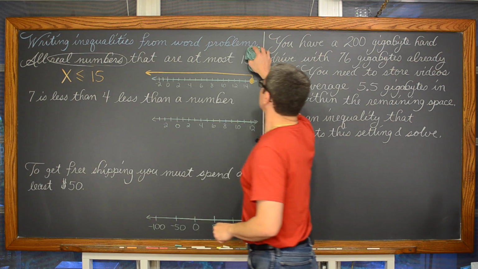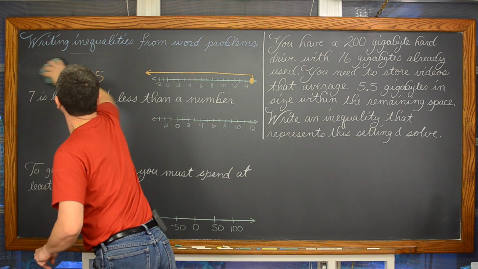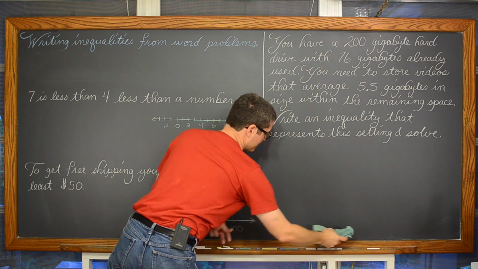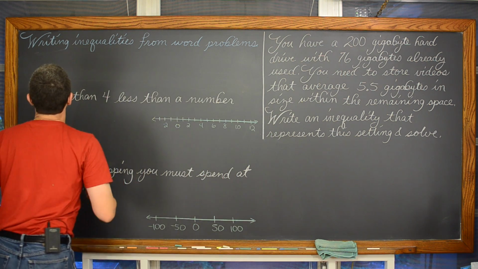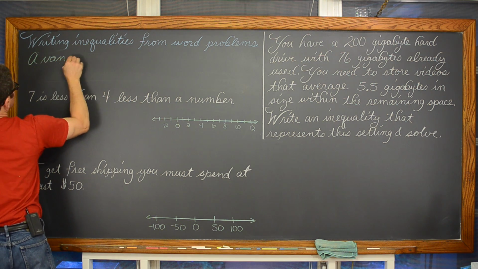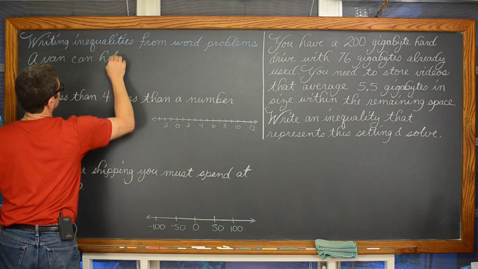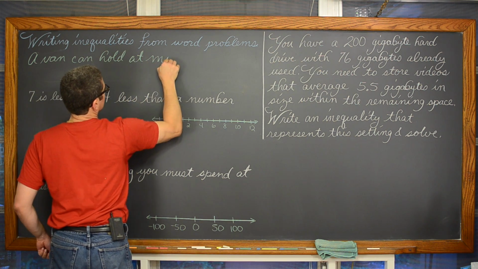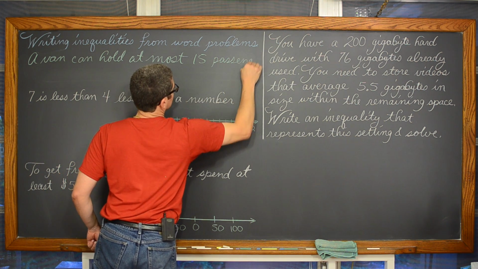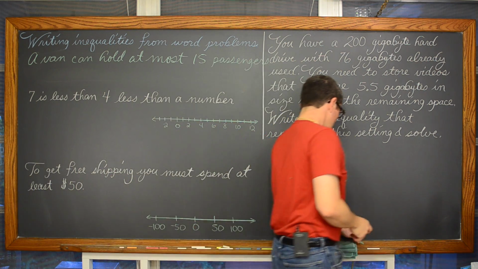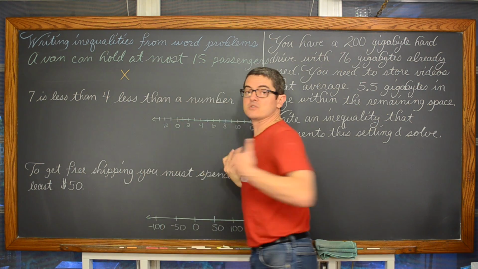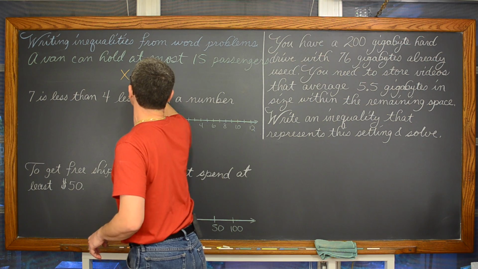What if I just change this? Now this is why I always need to watch my time on my lessons, because I sort of start thinking of different ideas as I'm doing a particular example. So let's see here. A van can hold at most 15 passengers. Now we can say, I don't know how many people are in the van. And I just talked about at most, so that's going to be x is less than or equal to 15.